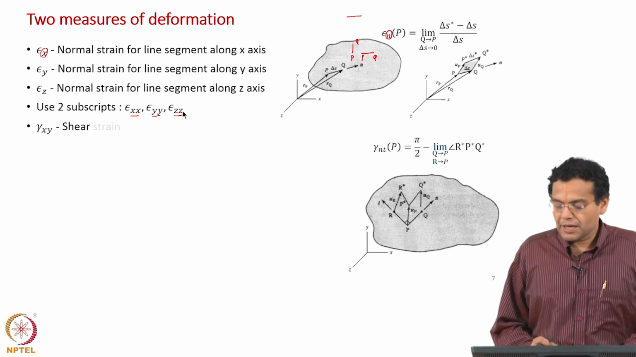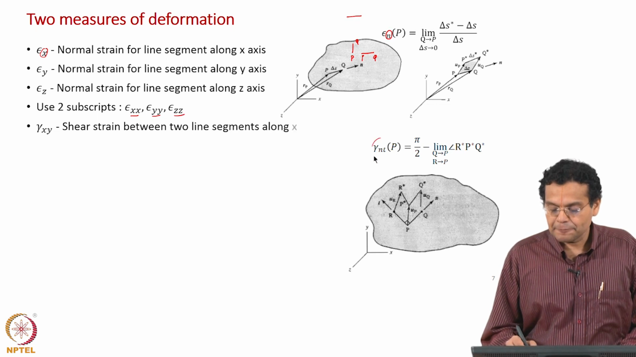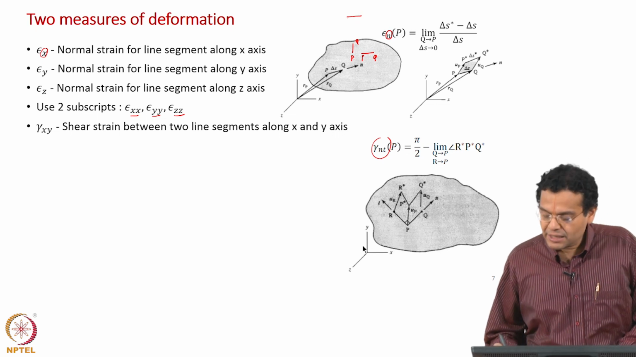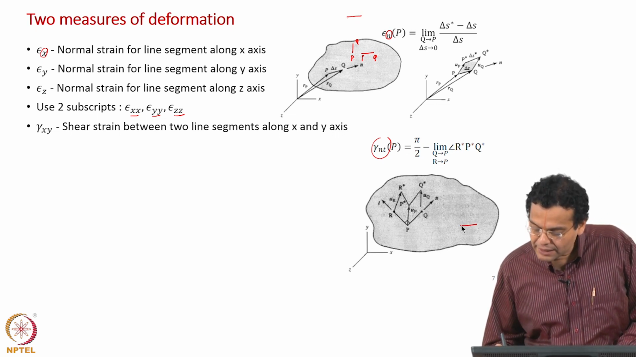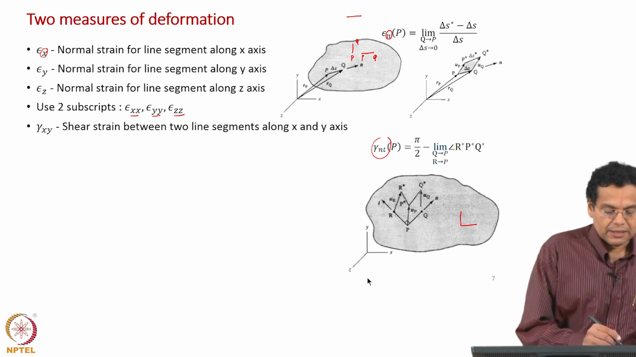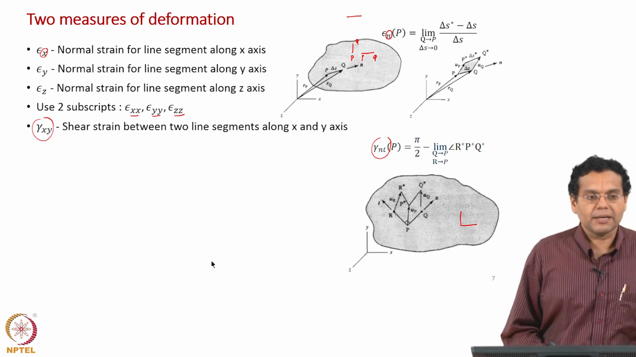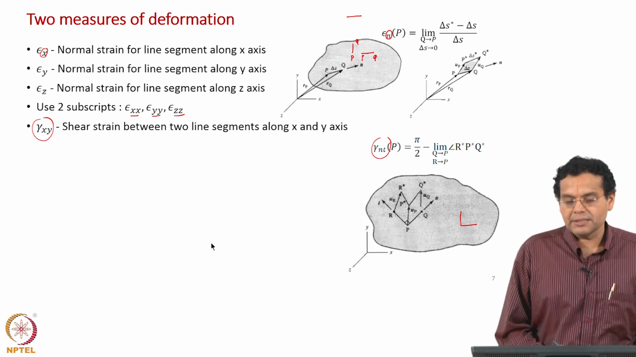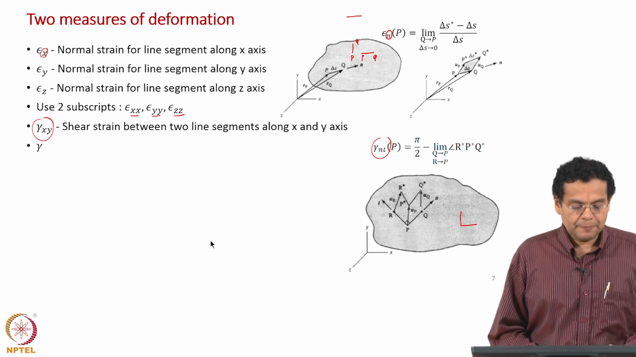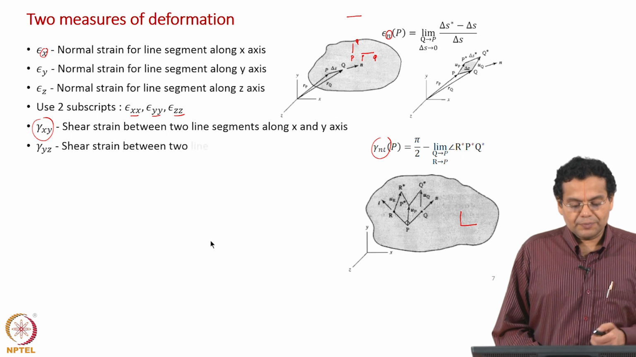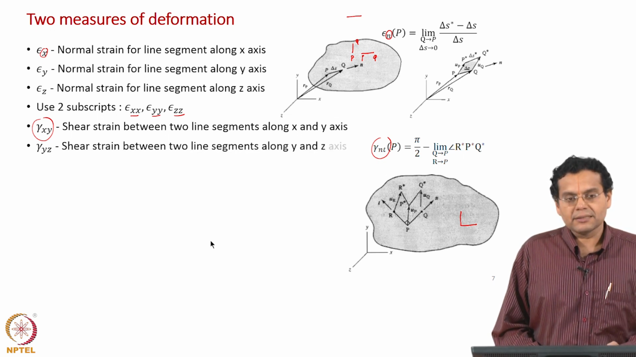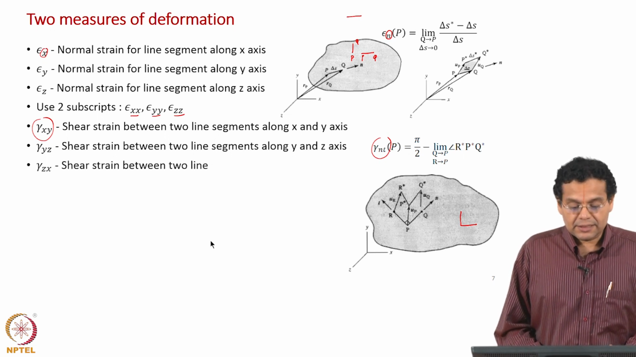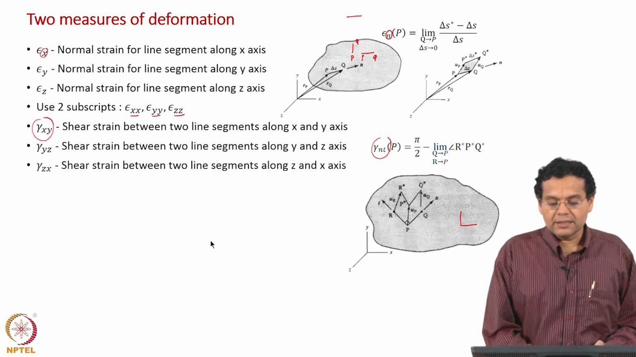Now we have looked at the definition for shear strain for two line elements along n and t direction. Instead of that, we will take two line elements along x axis and y axis. So our nomenclature becomes gamma xy. Okay. Gamma xy represents shear strain between two line segments along x and y axis. Similarly, gamma yz, we take two line elements along y and z axis, of course in the case of 3 dimensional case, and then gamma zx, shear strain between two line segments along z and x axis.